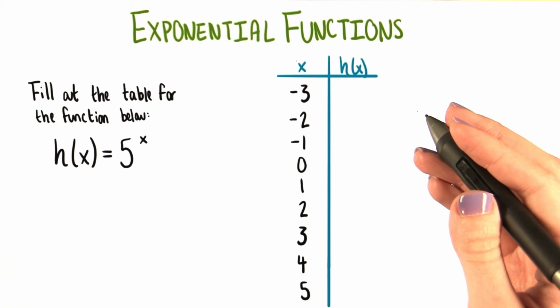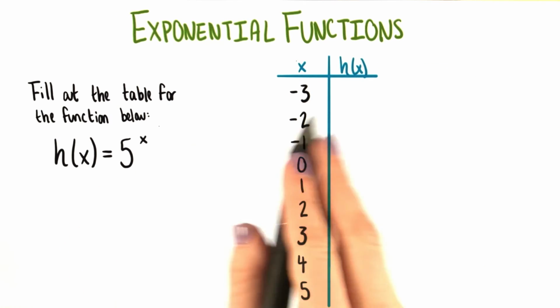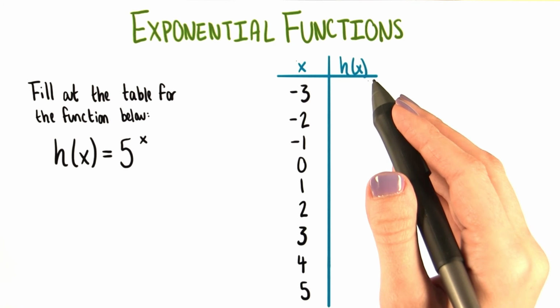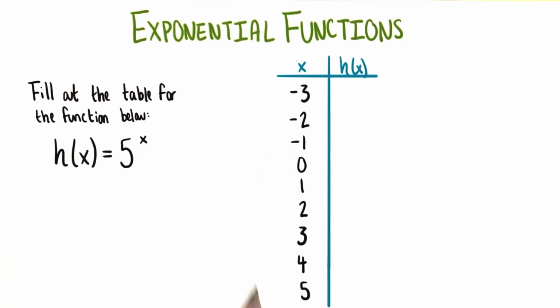Let's practice using that button on our calculator to find different points on this function. For each value of x I've written here, please fill in the corresponding value of h of x. In other words, find 5 to the x for each of these x values.